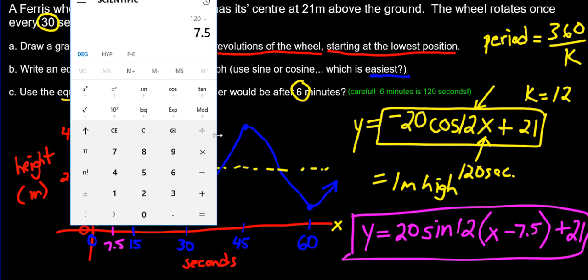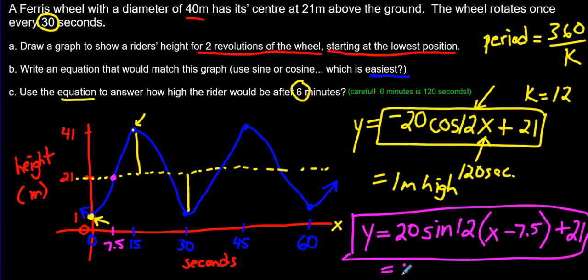I don't have a drum roll or anything. But let me get to what I'm doing. I'm taking 120, plugging it in where I see the x, and going 120 minus 7.5. I hit equals, 112.5. I'm going to multiply that number by 12. 1350. Now I want the sine of 1350. Negative 1. Very interesting. Negative 1 times 20 is negative 20. Negative 20 plus 21 is 1.